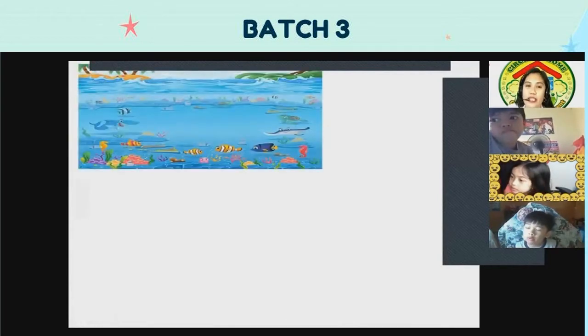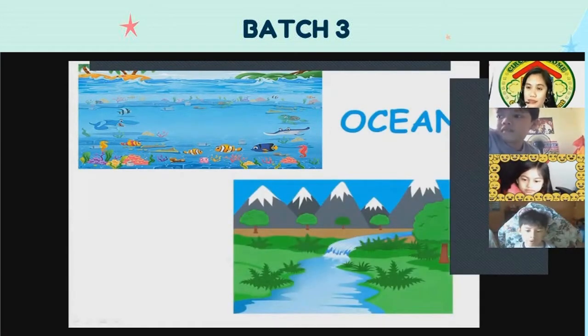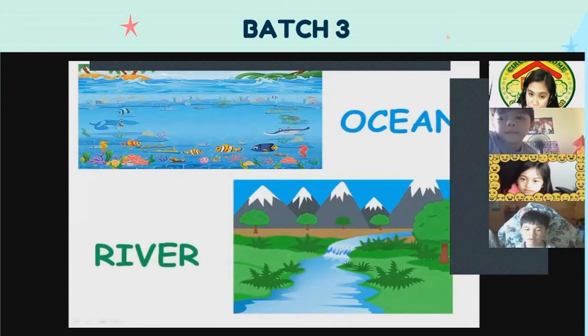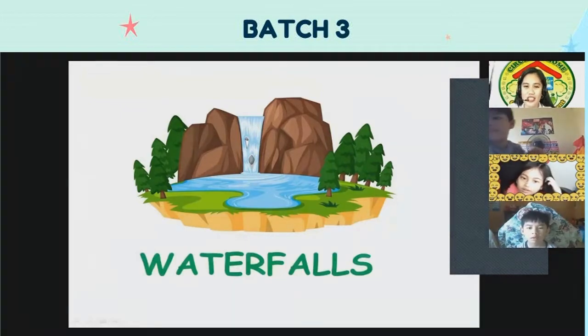Okay, so let's review the 3 water forms that we have last week. Let's begin with, what is that? Ocean. That's an ocean. Great job. Next one, what is that? River. River. And lastly, that's the water. Waterfalls. Great job. Okay.